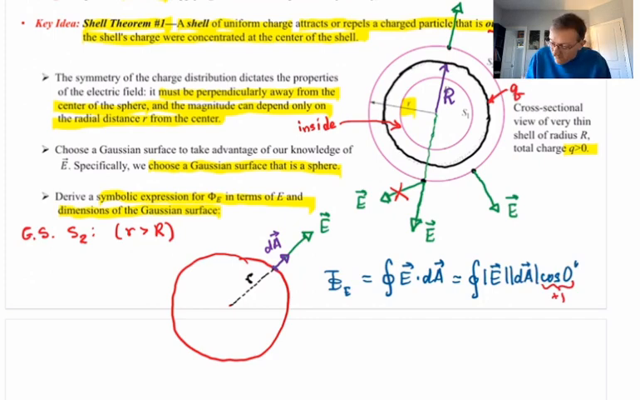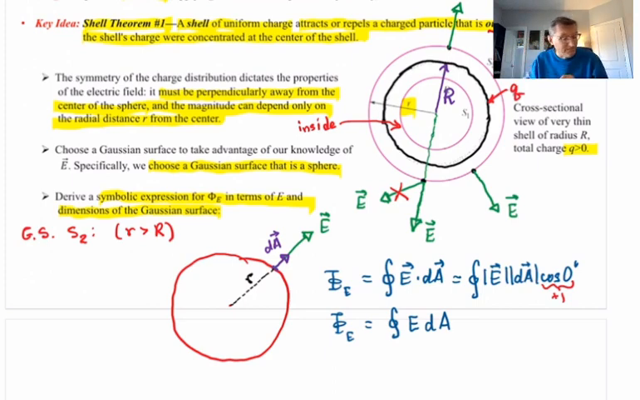And now let me write this using a little bit of shorthand as the integral over the closed Gaussian surface. That means the magnitude of the electric field and the magnitude of the little area patch for that place that I've got drawn there. But in fact, I've got to do this over the whole surface, don't I? For all the little patches dA over the whole surface.